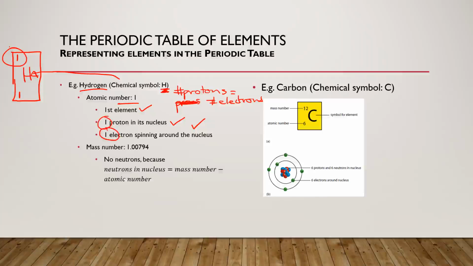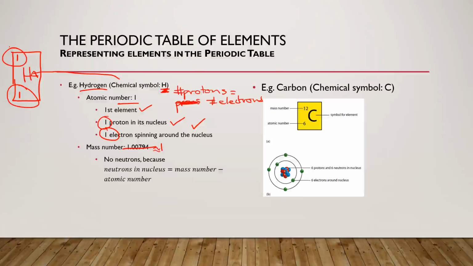Okay. Now the mass number for hydrogen is 1.00794, but on the periodic table that we have, it just says 1. So we can just cross that out and say 1. But at the end of the day, it's 1.00794. We are just rounding it off basically to 1.